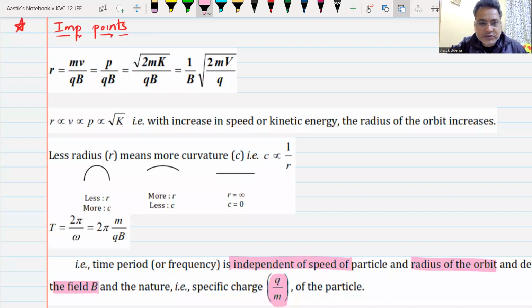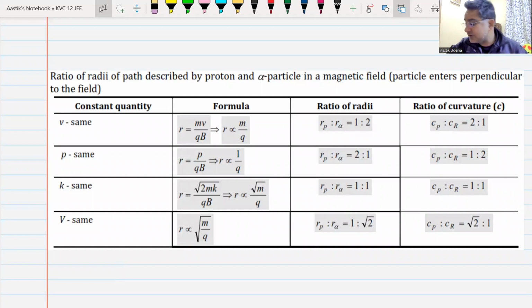They always give you a question where they give you two particles and they ask you what is the ratio of radius of the two particles. In most of the cases, the first particle is a proton and the other particle is an alpha particle. Does anyone know what is an alpha particle?